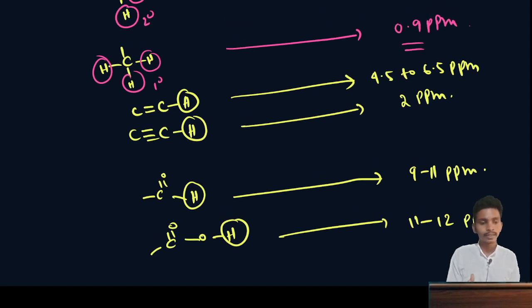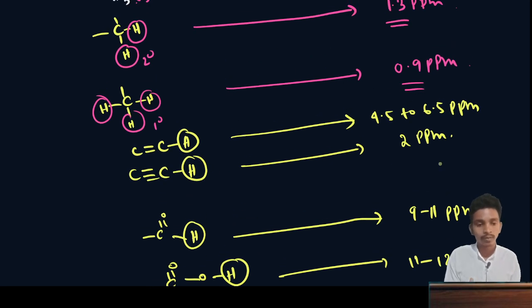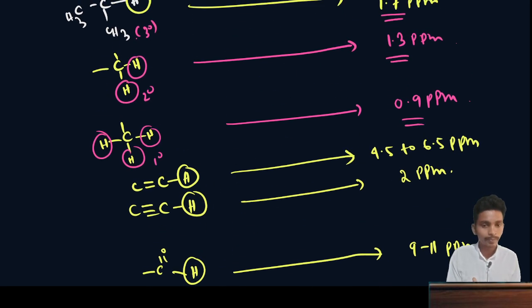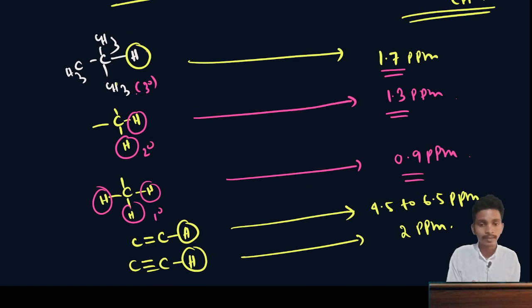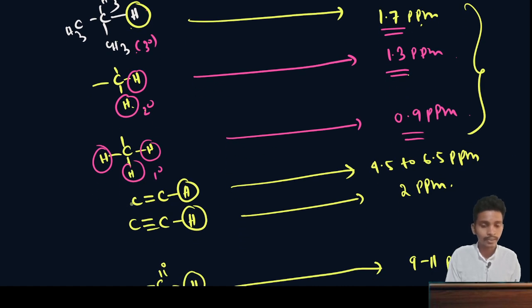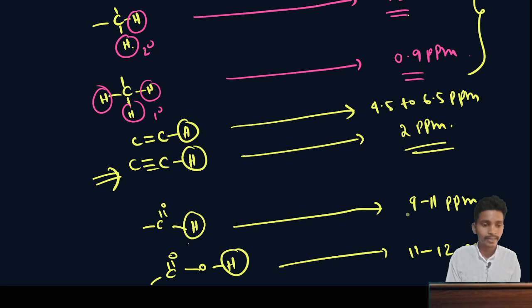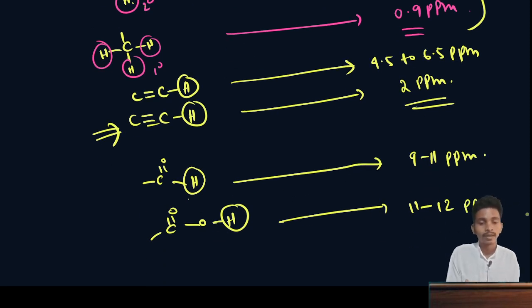Okay, so this value we have to remember: what is its ppm, what are its values. If it is 3 degree, this value is very important. 3 degree is 1.7, 2 degree is 1.3, and 1 degree is 0.9 ppm. And if it is a double bond, then 4.5 to 6.5 ppm, some range in between will be there. And if it is 3 degree, then this is 2 ppm. Okay, and if it is aldehyde, 9 to 11, if it is acid, 11 to 12 ppm. So in this range its hydrogen's chemical shift value will lie.